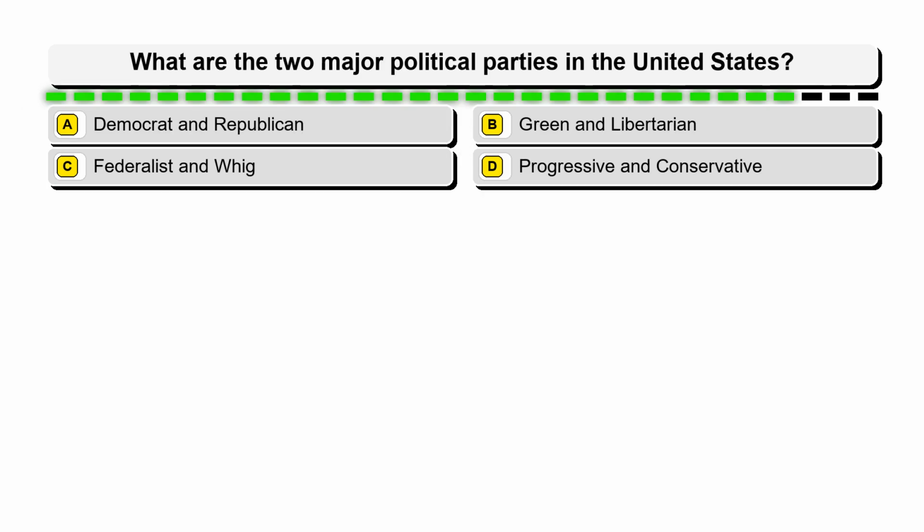Question 129. What are the two major political parties in the United States? Option A, Democrat and Republican. Option B, Green and Libertarian. Option C, Federalist and Whig. Option D, Progressive and Conservative.